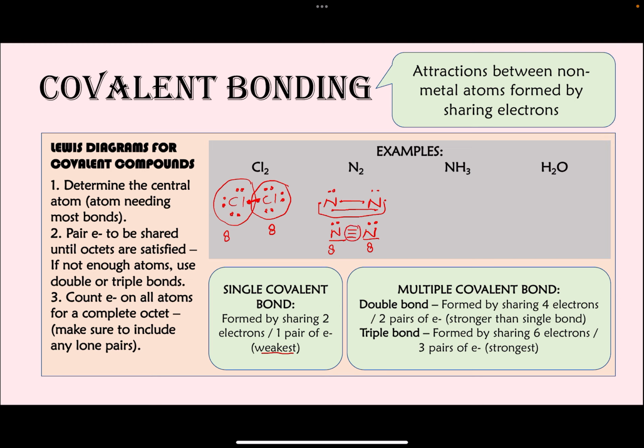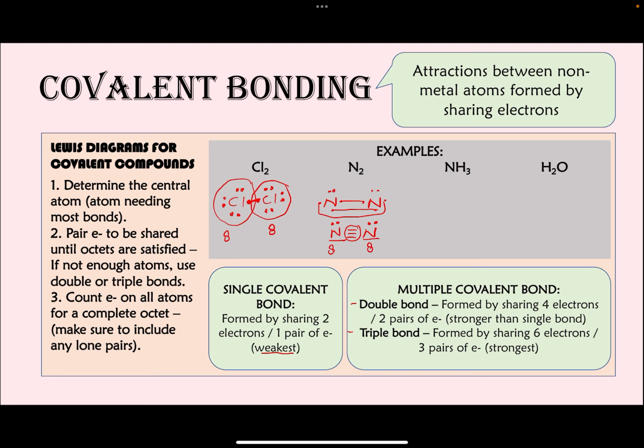Sometimes we can form the double or the triple bond, so make sure that you can differentiate between them. In a double bond, we are sharing 4 electrons and we have 2 pairs of electrons. In a triple bond, we are sharing 6 electrons and we have 3 pairs of electrons.